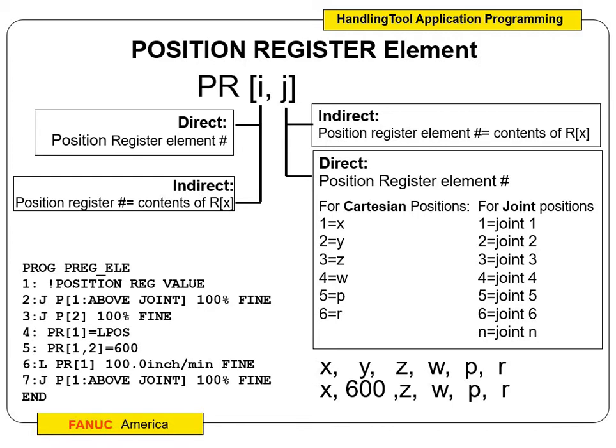So where you're seeing this down below is if you look at line 5 in the sample code. Notice how it says PR 1, 2 equals 600. So we're talking about group 1, position register 1 there, and we are going to offset the Y because the J is a 2, and we're going to offset it 600.